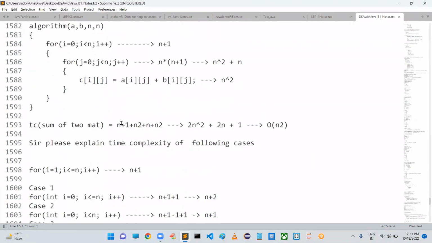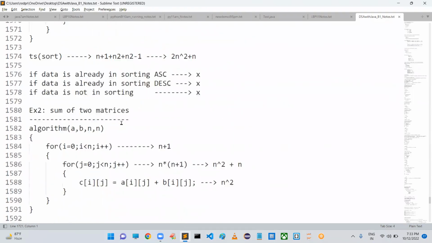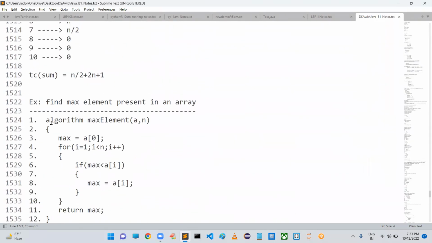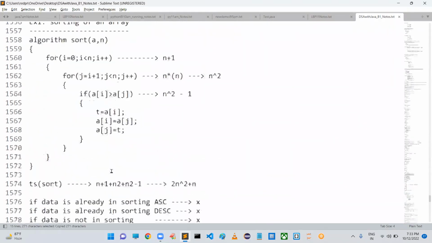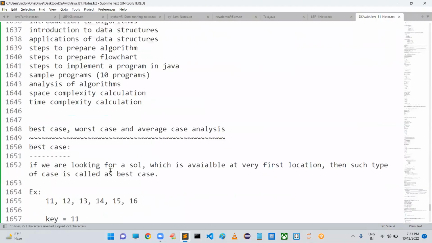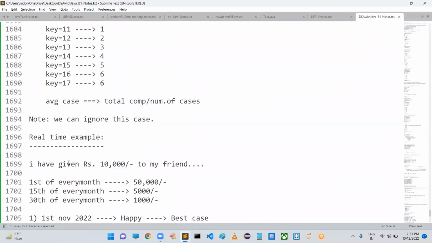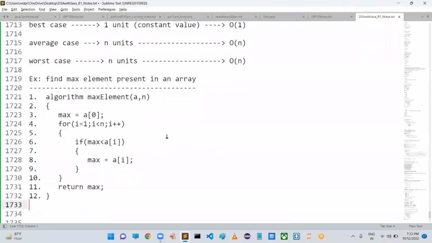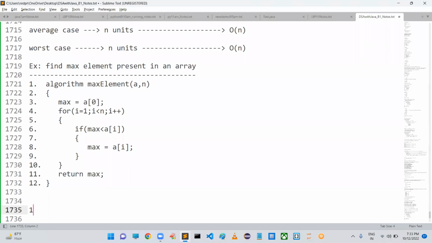One small requirement for you people, just have a look once. In our previous example, someone asked a question. Let us take this example. I am searching for the maximum element. This is the algorithm we have. Sir, what is the best case? In your array, for example, I have 11, 10, 9, 8, 7, 6, like this.